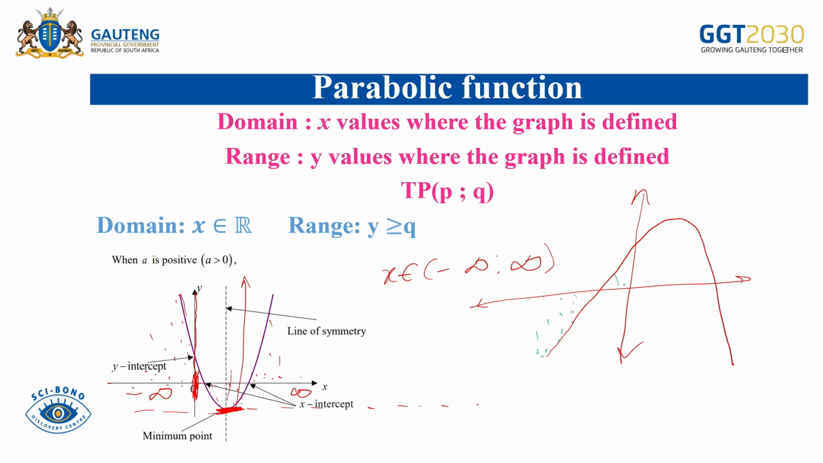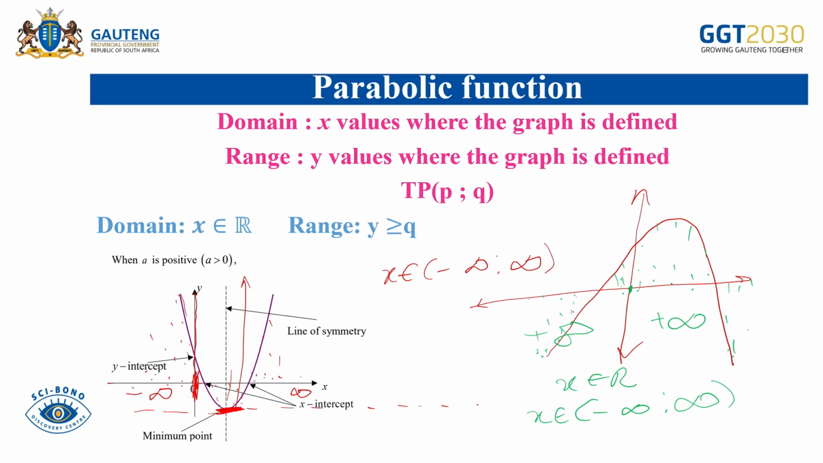So it's going to cover this side, cover this side, cover this side. So all the negative values of x are going to be covered on this side. And then on this side, the positive values are going to be covered as well. I don't know if you can see. So it means even positive infinity is covered. So you can just say x is an element of real numbers, or you can say x is an element of negative infinity to positive infinity. Those are your domains in a parabolic function.